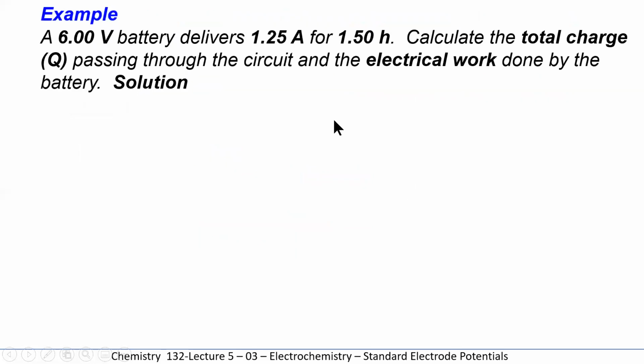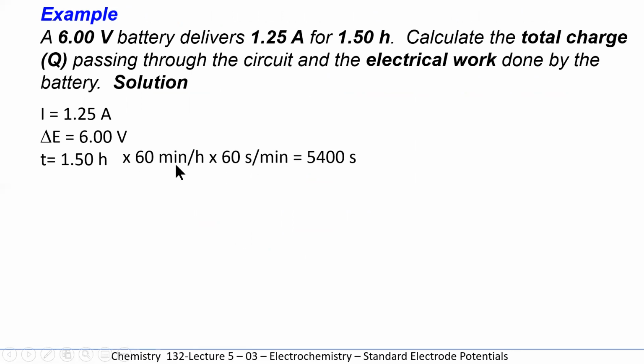So if you get time in units of minutes or hours, then you change it into seconds. So here's an example. I have a 6-volt battery delivering 1.25 amps for 1.5 hours. Let's calculate the total charge passing through the circuit and the electrical work done by the battery. So here's our solution. We have 1.25 amps of current, a voltage of 6 volts, and the time is 1.5 hours. As I've said previously, we are going to convert the time into seconds. So we multiply by 60 minutes per hour and 60 seconds per minute, cancel out the minutes, cancel out the hours, and we end up with 5,400 seconds in 1.5 hours.